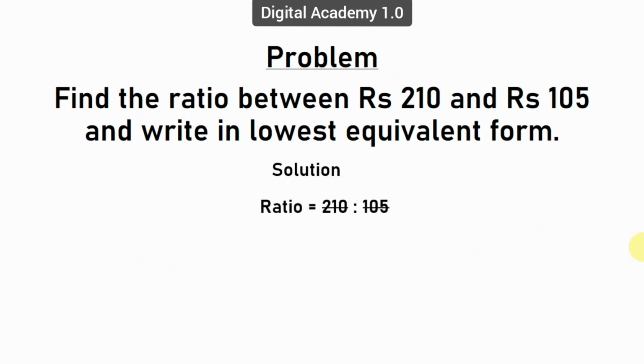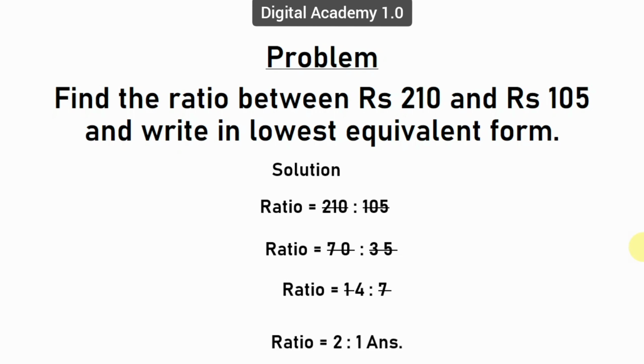We get 70:35. In the same way, 70:35 divided by 5, we get 14:7. Hence its lowest equivalent form is 2:1.